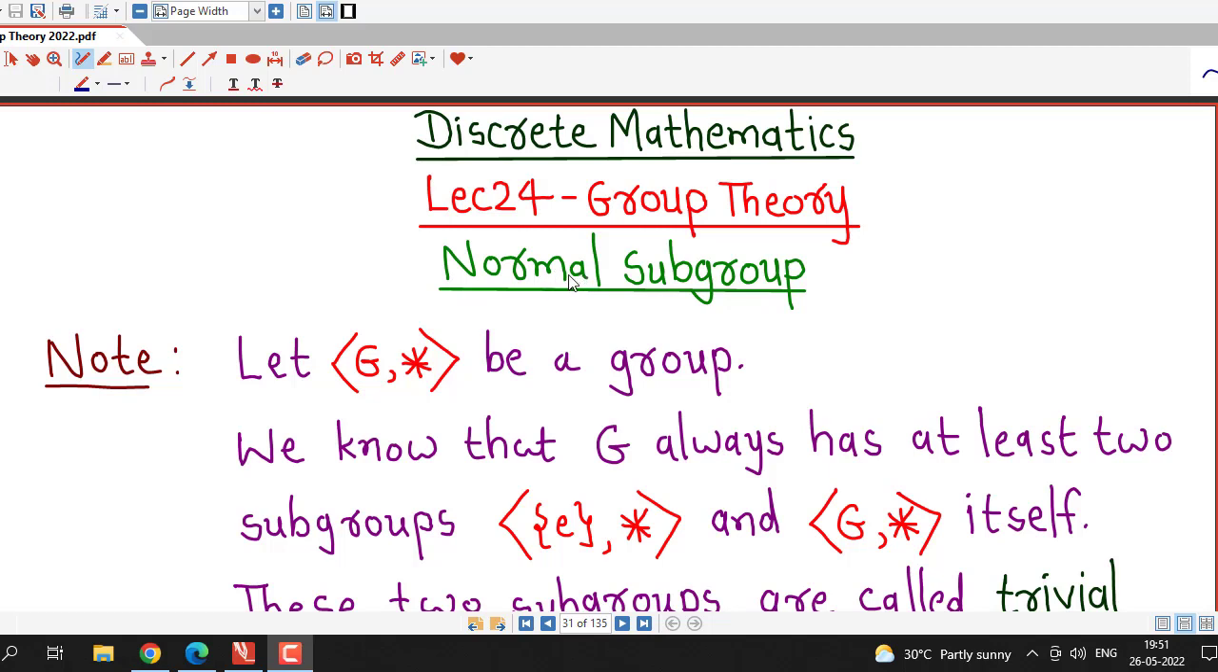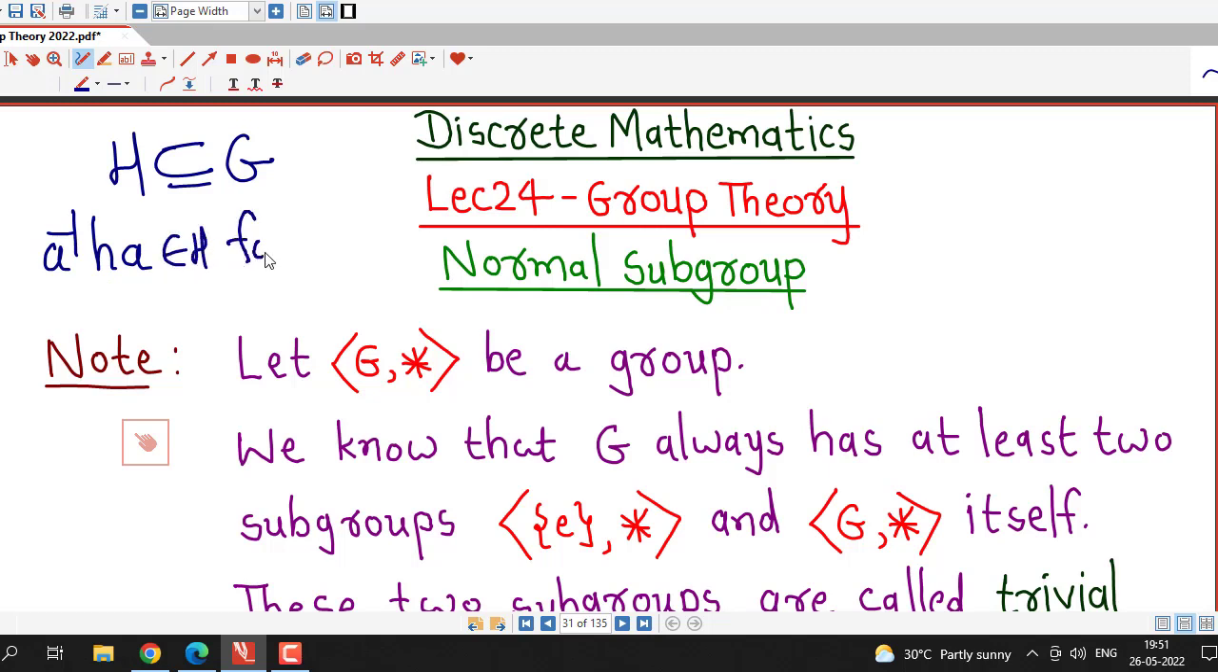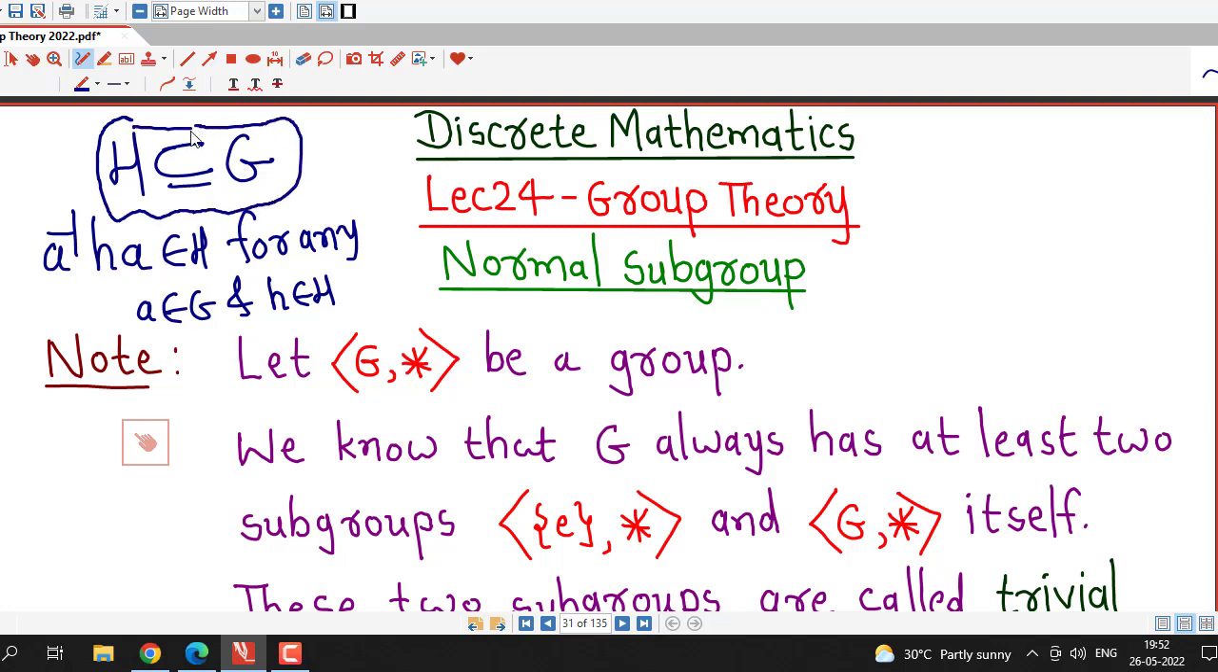In the previous lecture we defined normal subgroup, and in this lecture also we will discuss normal subgroup. Recall that suppose H is a subgroup of a group G, then H is called a normal subgroup of group G if A inverse HA belongs to H for any A belonging to G and for any H belonging to subgroup H. If this condition is satisfied, then we say that H is a normal subgroup of group G.